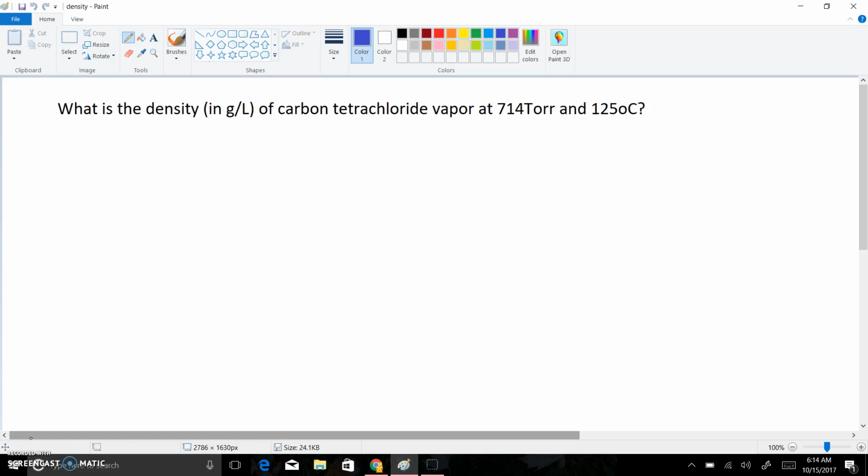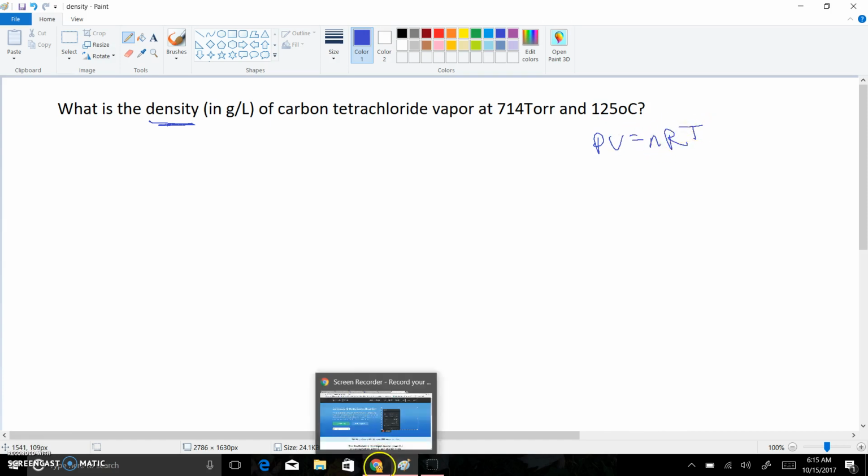Here's my problem. What is the density in grams per liter of a carbon tetrachloride vapor at 714 torr and 125 degrees Celsius? Okay, here's my basic problem. When I first look at this problem, I notice that I'm trying to solve for density, and I don't have any P1s and V1s and P2s and V2s, so I only have one condition. It hasn't changed conditions. So when I have only one condition, it hasn't gone from one spot to the next spot, I know I'm going to have to use PV = nRT in some way.